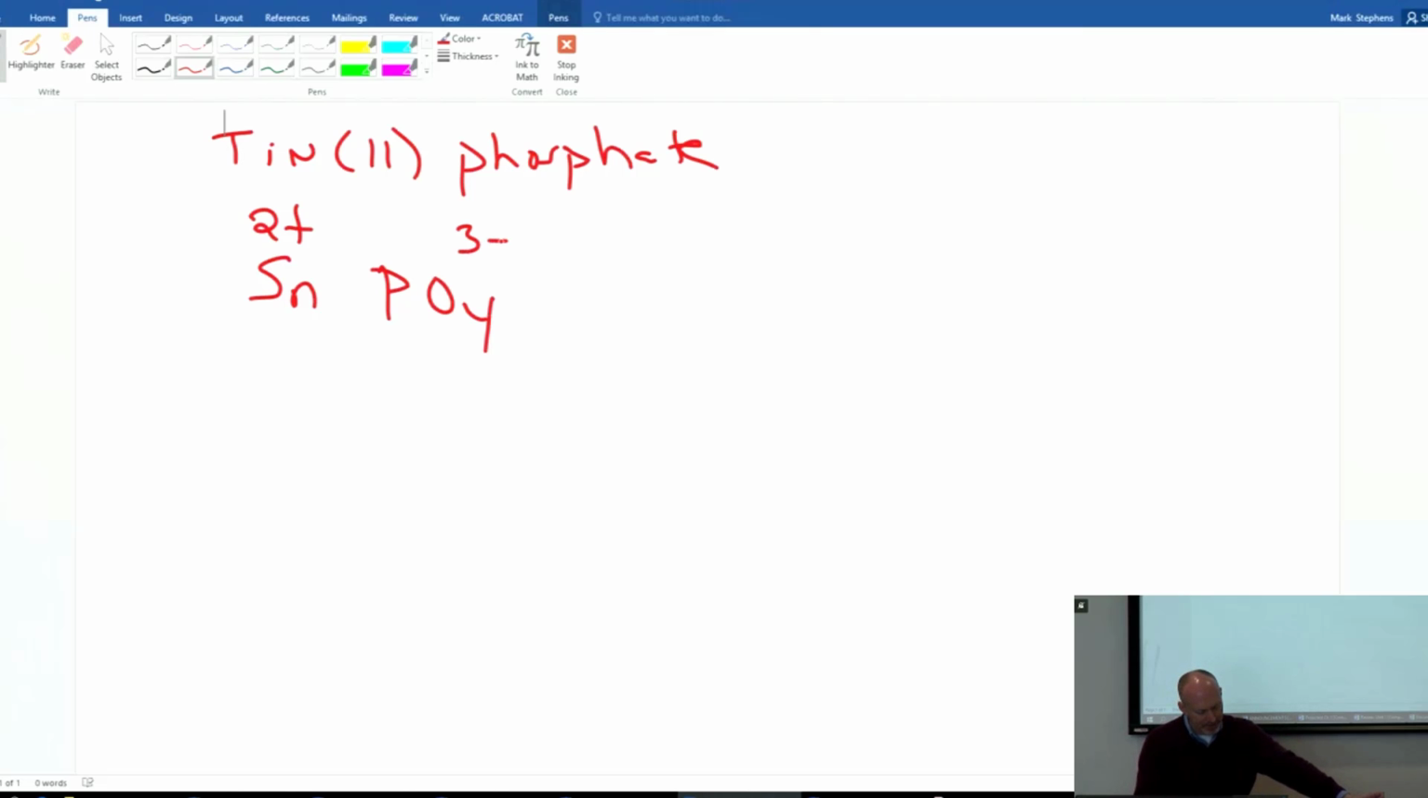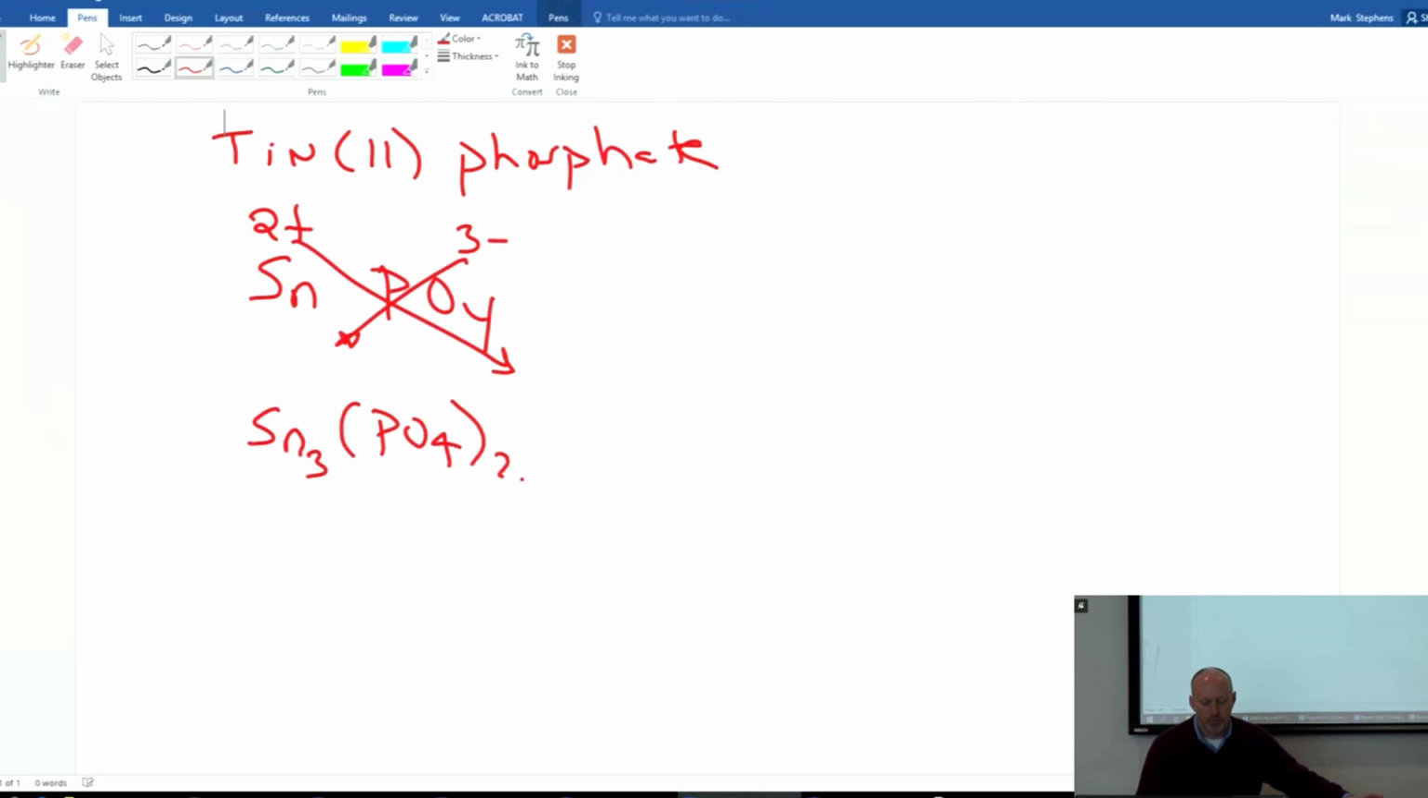So first I need to develop a formula, and so I'm looking at that. Now, is this thing balanced as written, Allie? No, what do I need to do? I need to interchange charges with subscripts. When I do that, I get Sn3, and because I need multiple polyatomics, I'm going to put it in parentheses, (PO4)2. All right, so that is the formula of the material that I'm looking for.